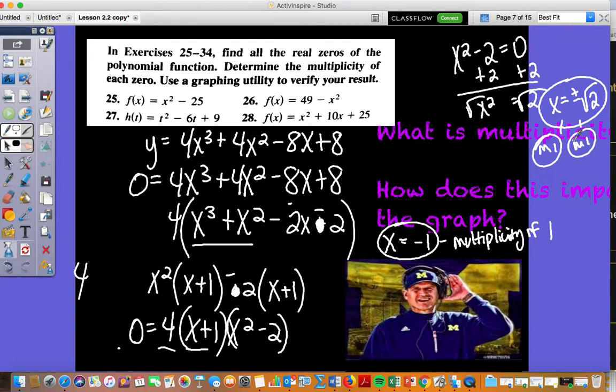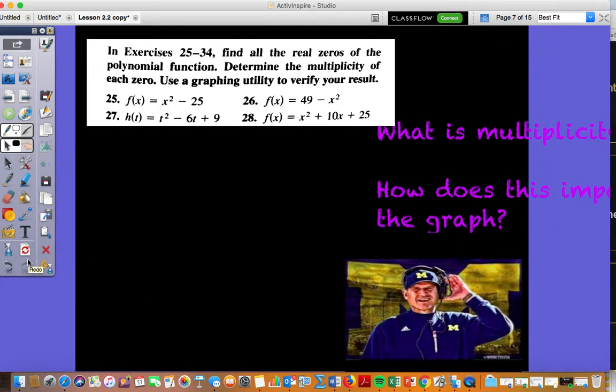It means the amount of times that zero repeats. It's only 1 here. Could I give you an example when it's not 1? That might be helpful. So if you said x plus 1 squared, right, times x minus 2, and this was what we factored. Okay, let's say we factored this. What are my zeros? Negative 1 and 2. Good. What is the multiplicity of negative 1?